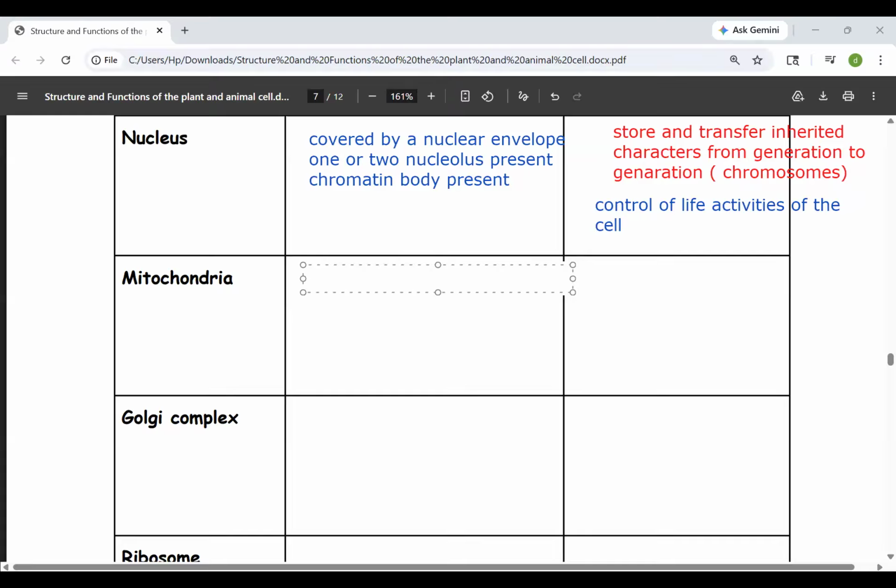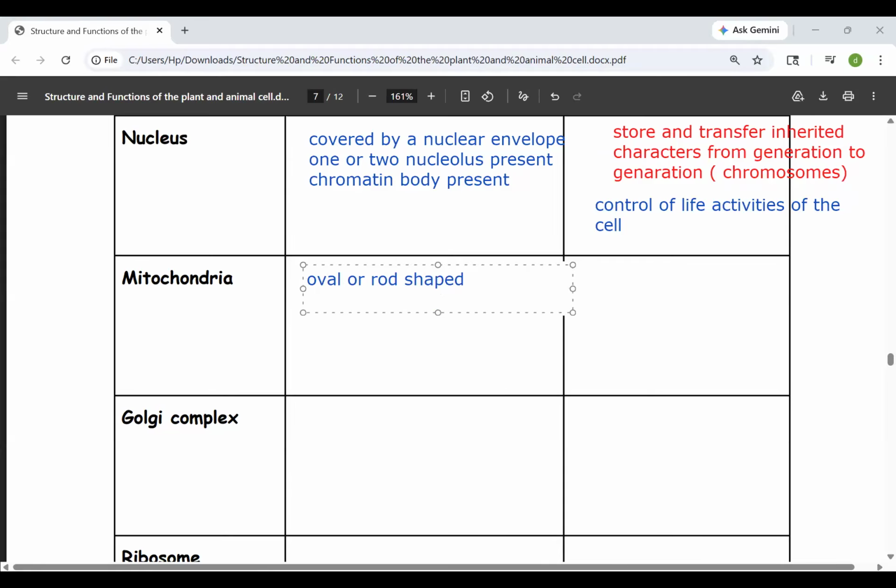Generating power. You know that respiration means the production of energy, right? So it is known as the powerhouse of the cell. The energy produced within the mitochondria is used for the metabolic activities of the cell. We'll write the special facts. First one, write down: oval or rod shaped.